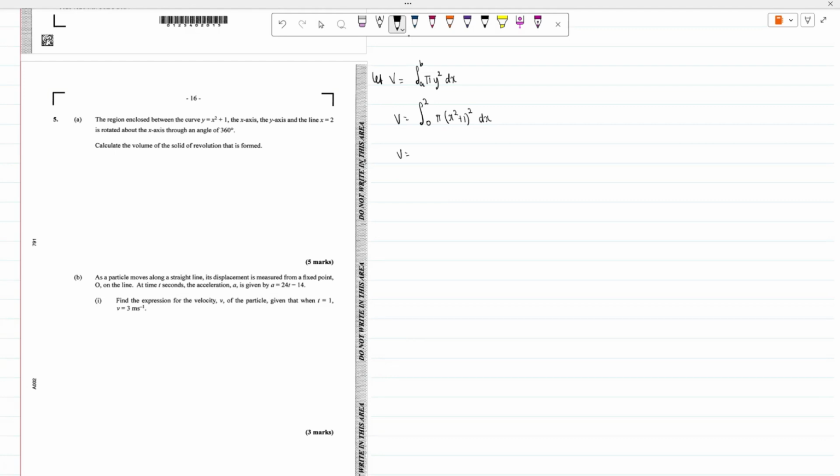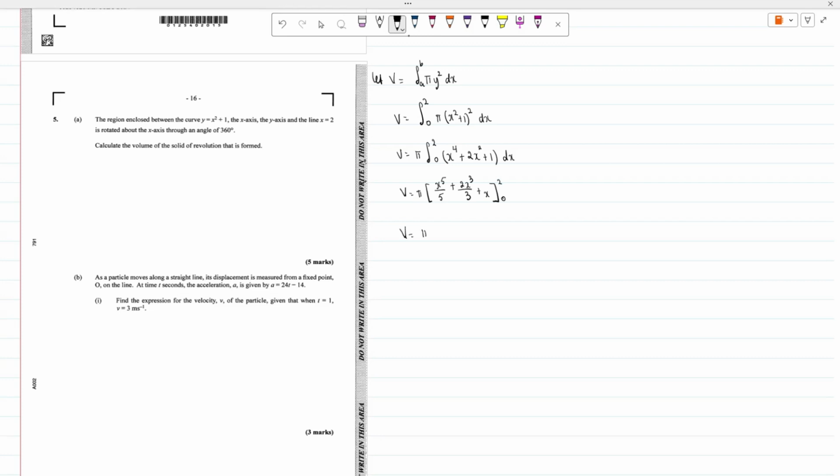Let me expand it out. Pull the pi on top. Pi, the integral between 2 and 0, of x squared squared, the first term squared, which is going to be x to the power 4, plus multiply the two terms by each other and double it, 2x squared, plus the last term squared, 1, dx. If you want to multiply it out in the working column, no problem. V is equal to pi into x to the power 5 over 5 plus 2x cubed on 3 plus x between the limits 2 and 0.